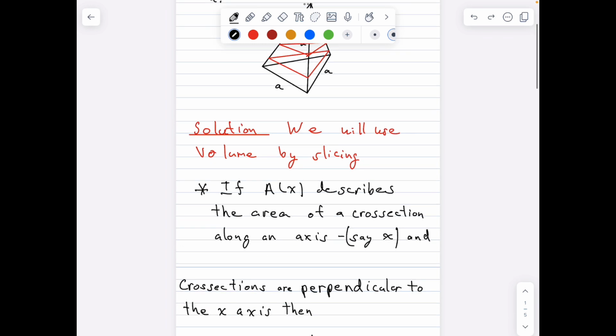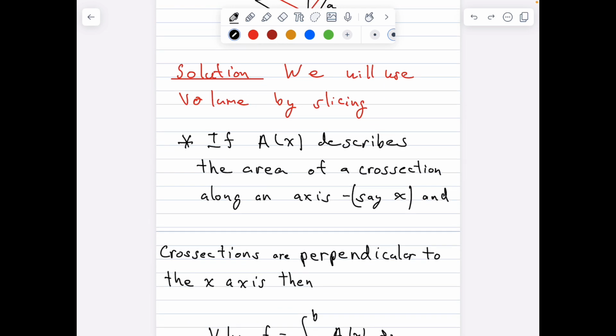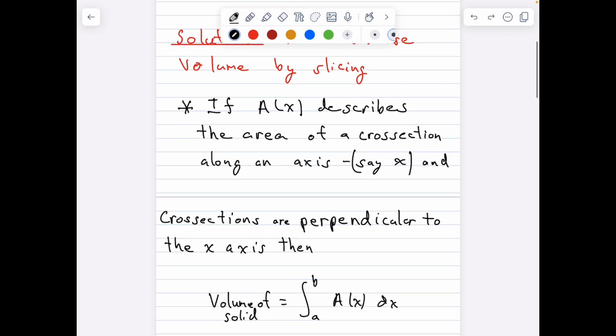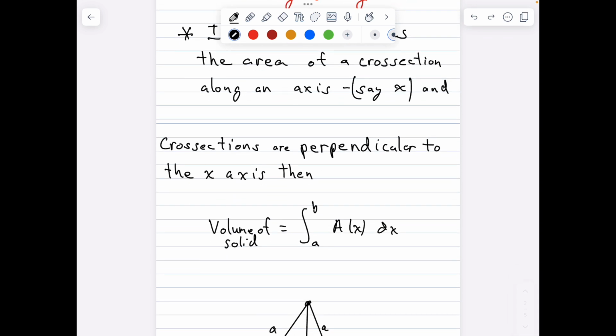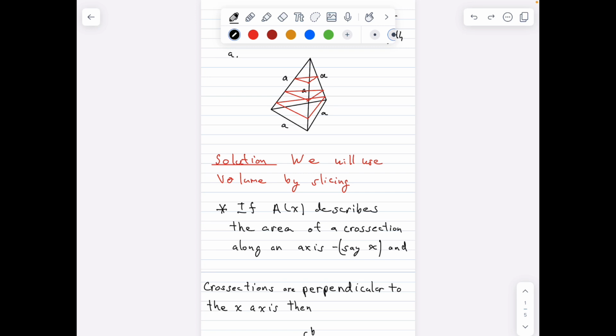If A of x describes the area of a cross-section along an axis, say x, and the x here does not have anything to do with the x-axis that we know necessarily, I'm just using that variable by default, and these cross-sections are perpendicular to the x-axis, then the volume is equal to the integral from a to b of A of x dx. And what I'm trying to get at here is I'm going to make a formula that describes the area of these cross-sections. And the area of these cross sections is going to be basically based on the area of an equilateral triangle.